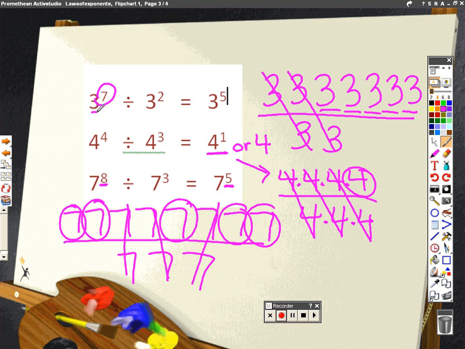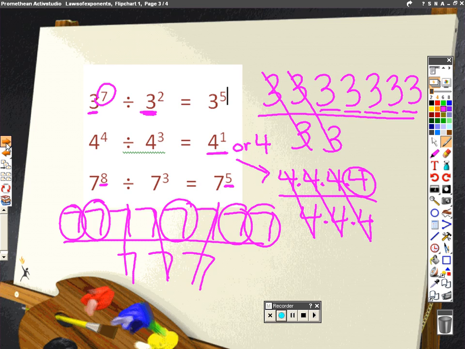When the bases match, remember the bases have to match, I subtract the exponents when I divide. So 7 minus 2 gives me 5. 3 to the 7th divided by 3 to the 2nd is 3 to the 5th. 4 minus 3 is 1. 4 to the 4th divided by 4 to the 3rd equals 4 to the 1st. 8 minus 3 is 5. 7 to the 8th divided by 7 to the 3rd equals 7 to the 5th.